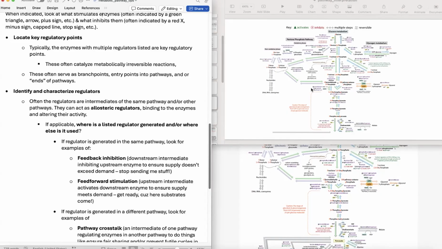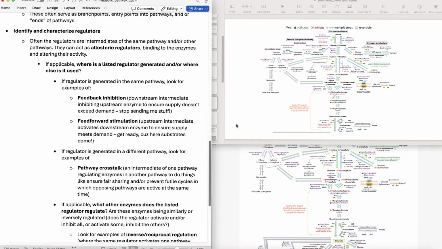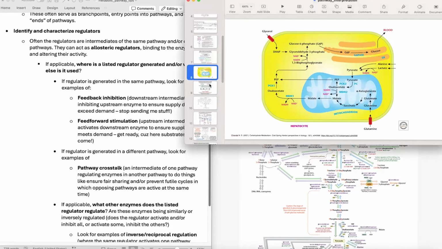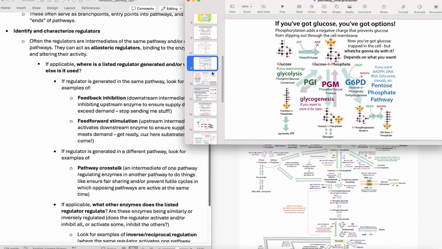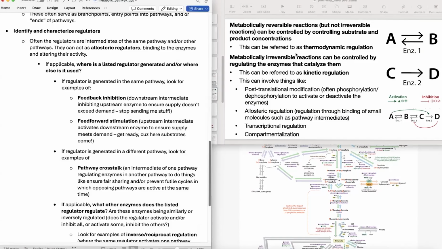So how do we regulate these pathways? There are a variety of different ways, and so some of them involve allosteric regulation, and some of them involve covalent regulation. And then you also have regulation just by the levels of the intermediate, so thermodynamic regulation for those metabolically easily reversible steps. But when we're regulating at the enzyme level, we can refer to it as kinetic regulation. And it can often involve either allosteric regulation or covalent regulation.